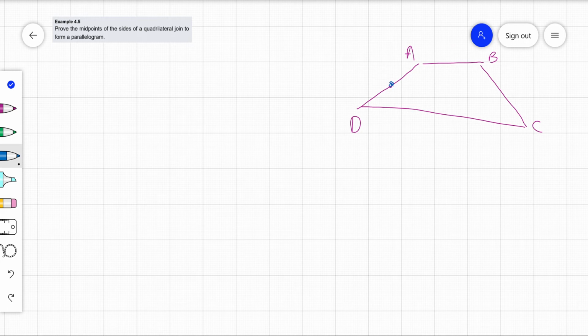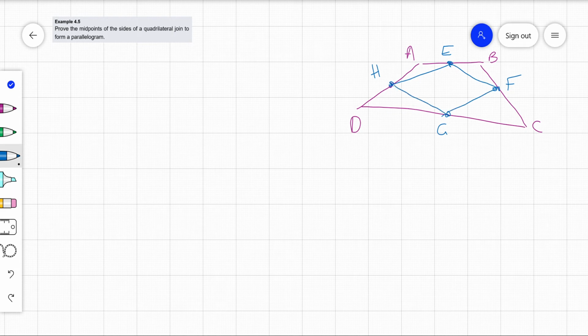So I'm going to make that, A to B, I'm up to E. So that's going to be the midpoint E. Then I'm going to go F, then I'm going to go to G, and then I'm going to go H. So it talks about the midpoints making a parallelogram.